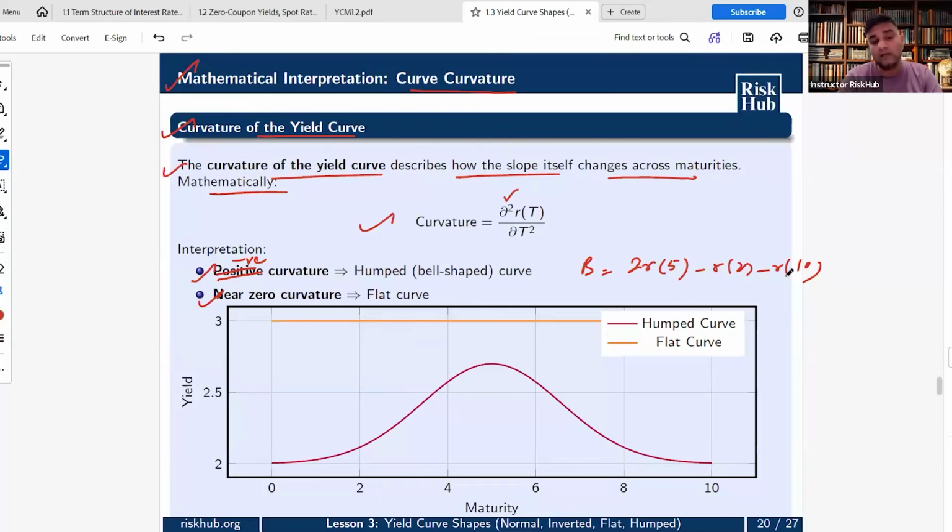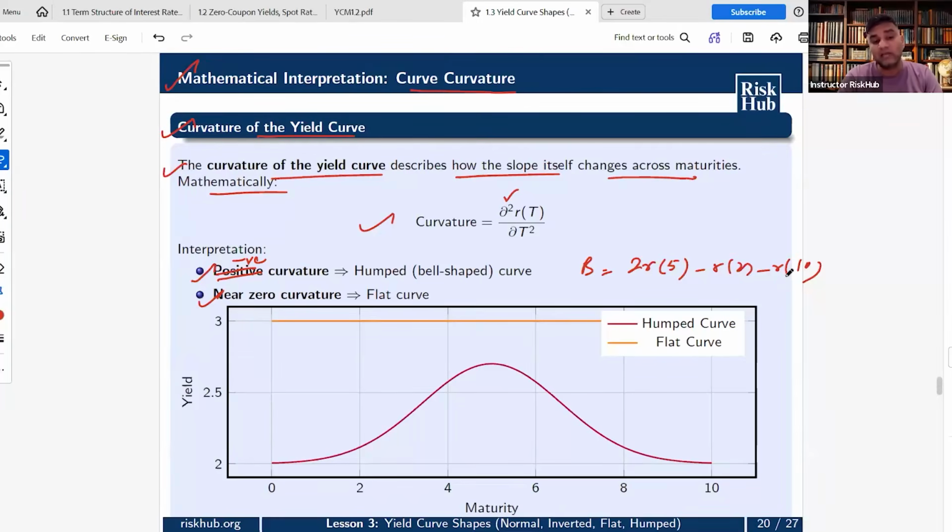The purple line labeled hump curve starts at 2, rises to a peak of about 2.7 at a maturity of 7.5, then falls back to 2. The orange line labeled flat curve is horizontal at 3 across the whole range. The one thing it shows is that the hump curve has a single interior maximum, while the flat curve has none. Clarification which I'll add here: the flat line sits at 3 and the hump curve peaks at 2.7, so the two never cross.